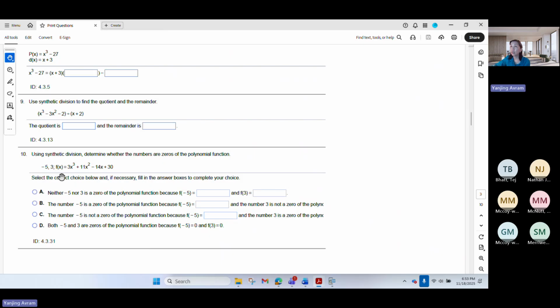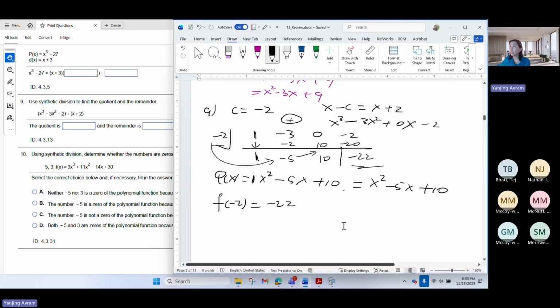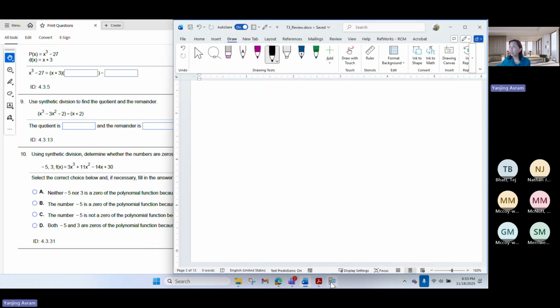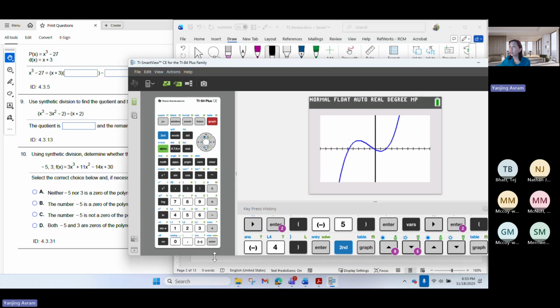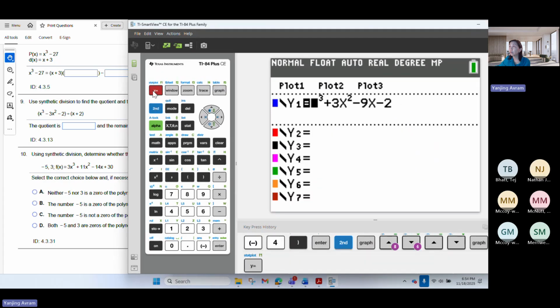Okay, so look at this one right here. Select the correct choice and fill in the answer box to complete your choice. Using synthetic division, determine whether the number is a zero or not. You don't really have to do the synthetic division in here. You can use the remainder theorem, okay? If I just want to know whether it's a zero or not, I can plug it in.